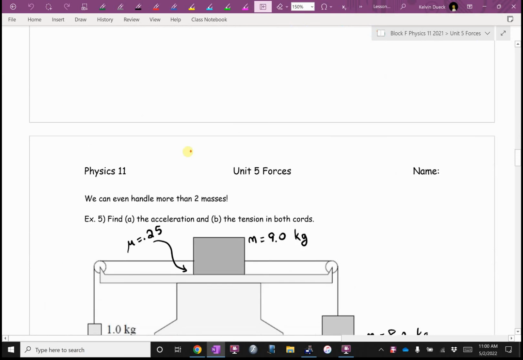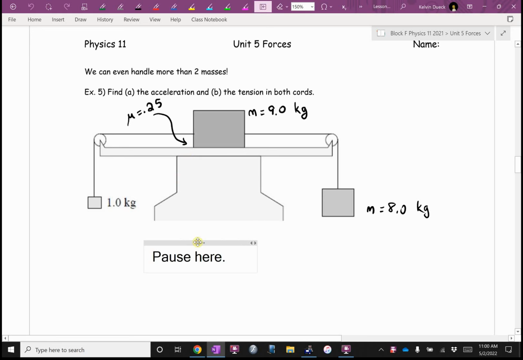And then I left off saying we can even handle more than 3 masses. I'm not going to give you one like this on a test, maybe as a bonus, but not as an actual question. It's too long. And honestly, you can handle 5 masses. You can handle 12 masses. But we'll do one, and I'll assign one from the homework just so you've practiced it, just to let you know that we can generalize this. It says, find the acceleration and find the tension in both cords.